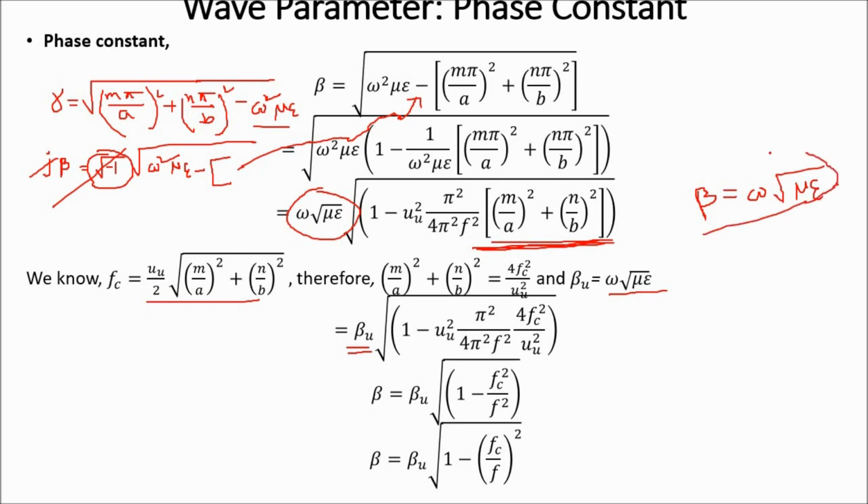So we obtained this equation for the perfect dielectric material. Now you replace the value for (m over a) squared plus (n over b) squared here, and then simplify this, you will get fc squared over f squared, or you can write fc over f whole squared. So this is the expression for phase constant in waveguide. So in waveguide, phase constant is equal to the phase constant in unbounded medium times the square root of 1 minus (fc over f) squared.